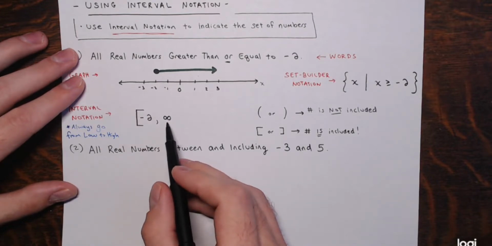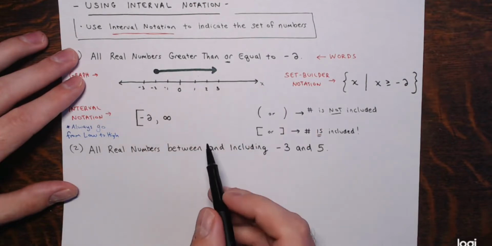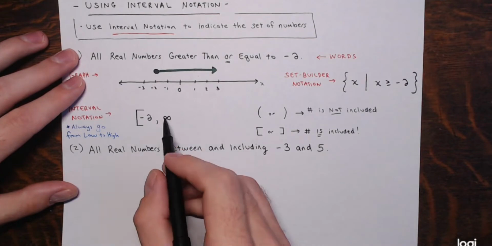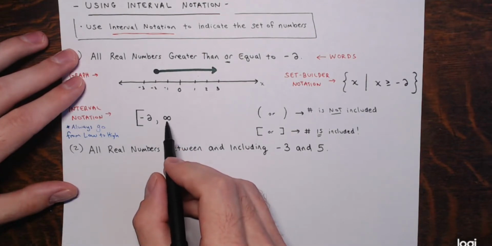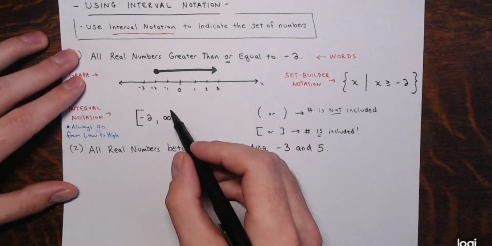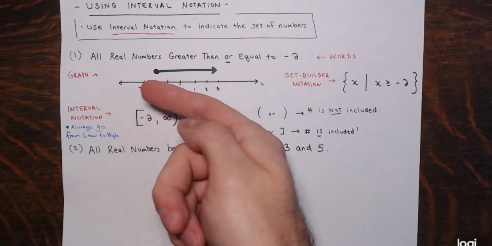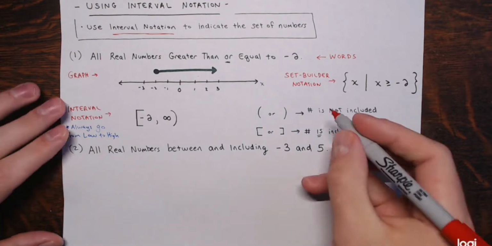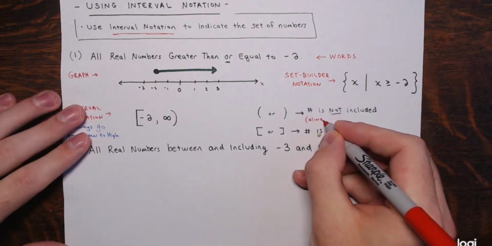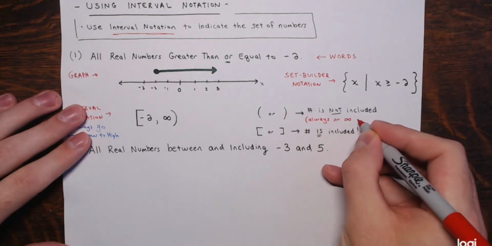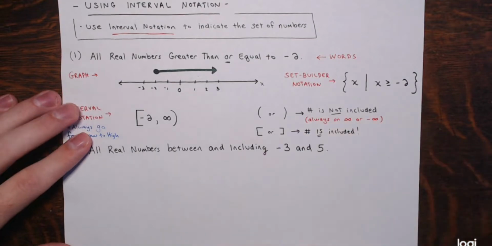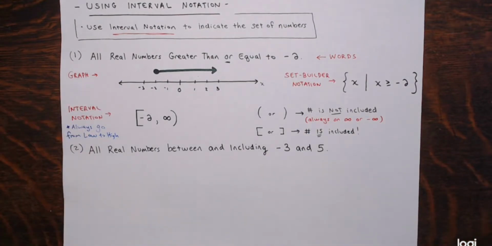Now infinity is not a number. It's an idea, a concept. You're going to the right forever. All the numbers greater than negative 2 forever. Because infinity is not a number, it's technically not included in any set. So I'll put that note over here: always cap infinity, or negative infinity if you're going to the left forever, with a parenthesis. On the infinity symbol or negative infinity symbol, you're always putting the parentheses. Always, because again, those are not numbers, so they can't be included in a set.